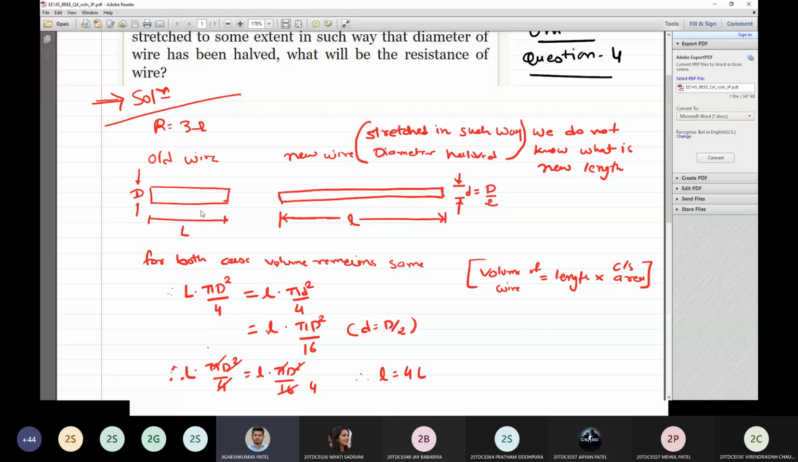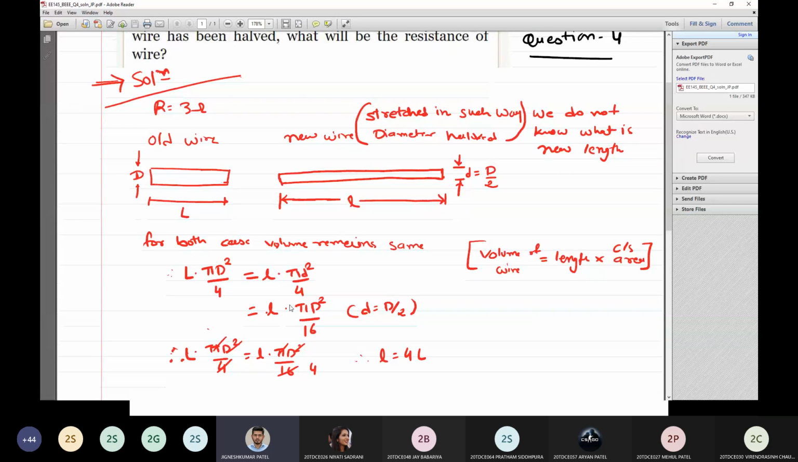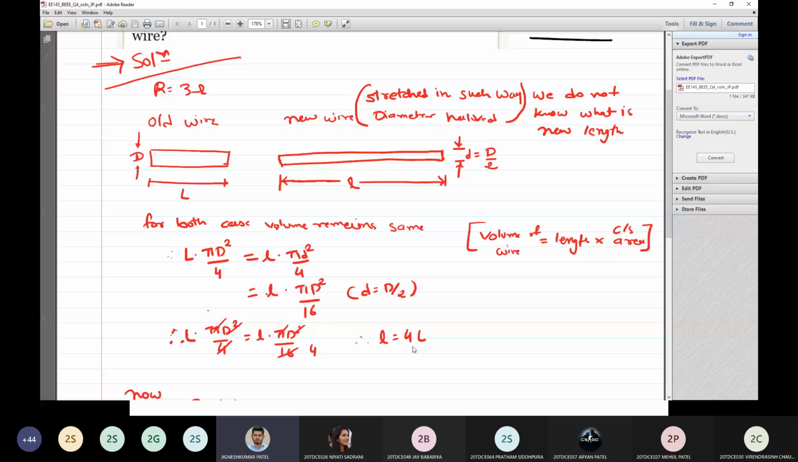cross section area. If I consider a solid cylinder, the volume is length into the cross section area of this wire. So this is the cross section area, pi d square by 4 into L, and I'm equating it with the new wire volume, that is small l into pi d square by 4. But here I will consider small d. Then I will replace this d by D by 2, and what I'll get from solving this equation is that the new length is 4 times the old wire length.